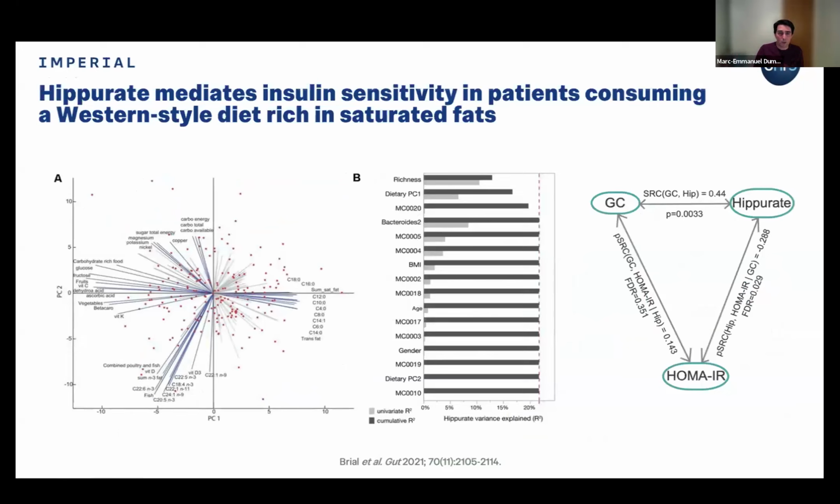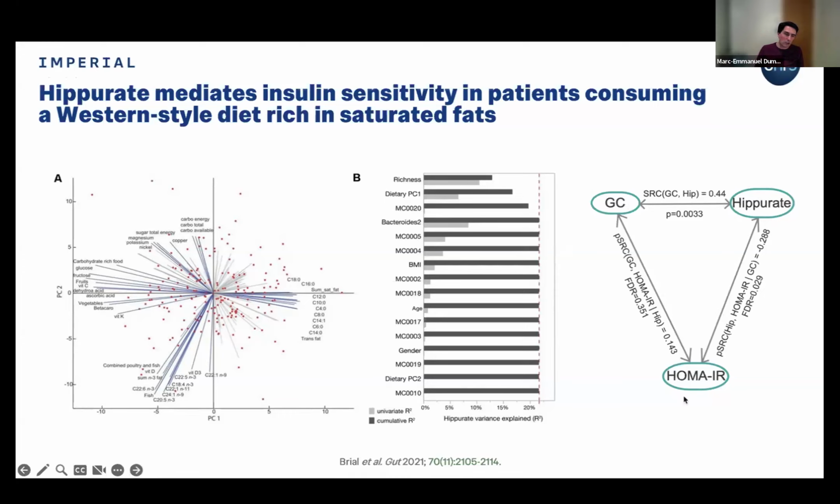What we've shown is that people who had high hippurate, when they were on a high-fat diet, tended to control their glycemia much better and their insulin resistance much better. And in fact, it seems that hippurate contributes to a lot of the association between gene richness, gene count, and HOMA-IR, insulin resistance. That's not exactly a mediation analysis. We should have done a mediation analysis, but we didn't at the time.